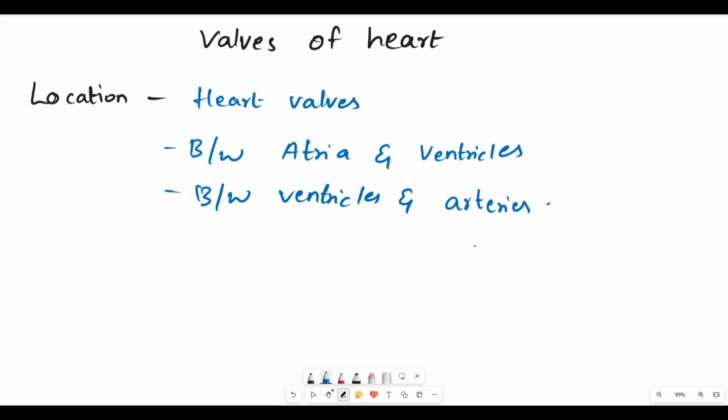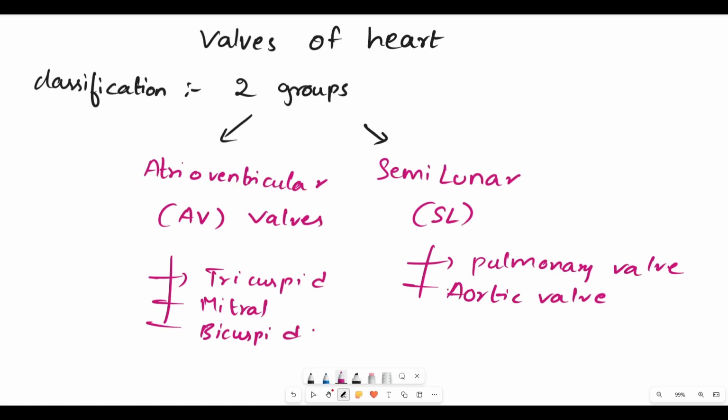These heart valves are located between the atria and ventricles. These are also present between the ventricles and arteries. Coming to the classification of heart valves, these are divided into two groups. One is atrioventricular valves, which are also called AV valves, and the other one is semilunar valves, which are also called SL valves. The atrioventricular valves are further divided into tricuspid and bicuspid or mitral valve, and the semilunar valves are divided into pulmonary valve and aortic valve.